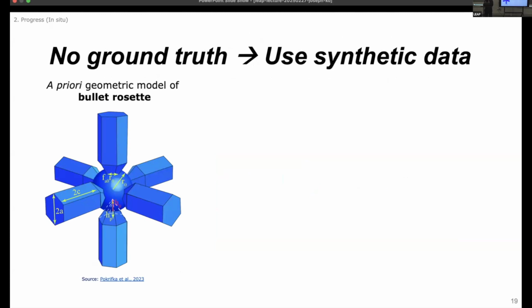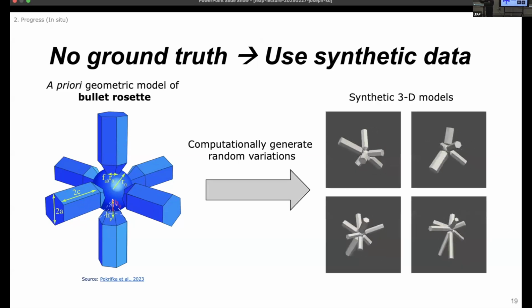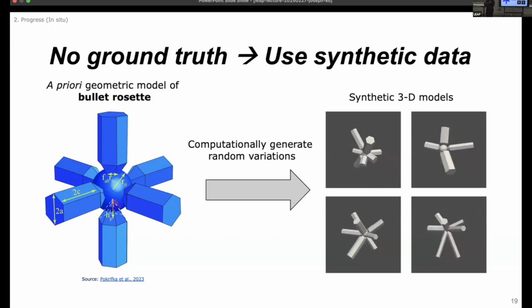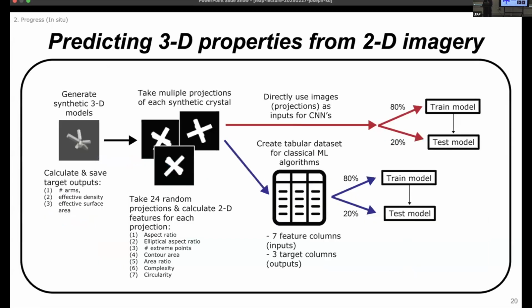I started with bullet rosettes, which are these spiky looking crystals here, because they constitute about 50% or more of the crystals in high cirrus clouds. So you can computationally generate random variations of these, thousands, millions of these, and then you can train a machine learning model on these synthetic data and hopefully transfer this to the real CPI data. That's exactly what I did.